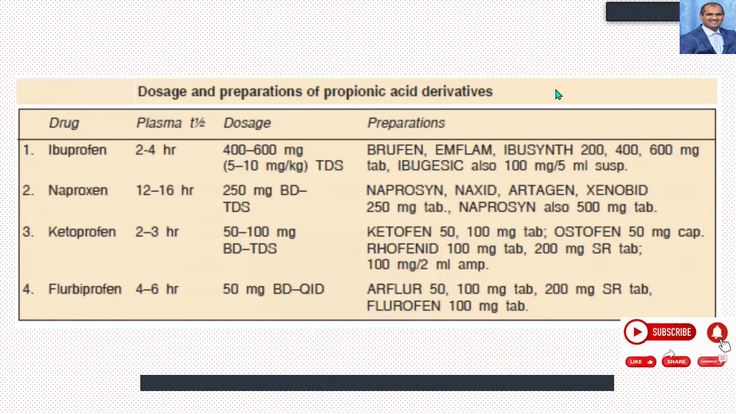Naproxen and ibuprofen are very commonly used, whereas ketoprofen is a very specific drug used in veterinary practice. Ibuprofen is used in dental surgery or any other induced pain, and the dosage is 400 to 600 milligram total dose in human beings, or per kg dose, 5 to 10 milligram per kg. And naproxen acts for 12 to 16 hours, that's the half-life, whereas the dose is 250 milligram BID, or twice a day, and many trade names are there.